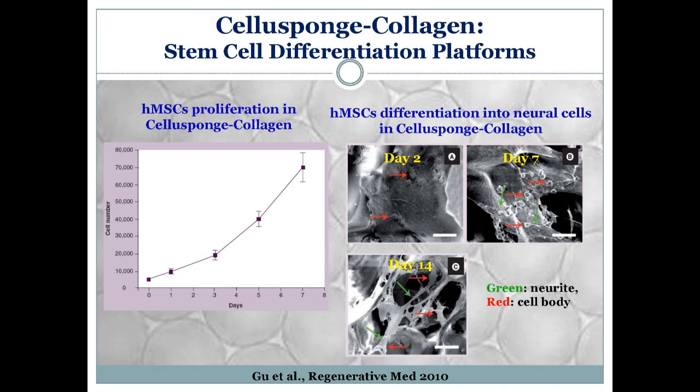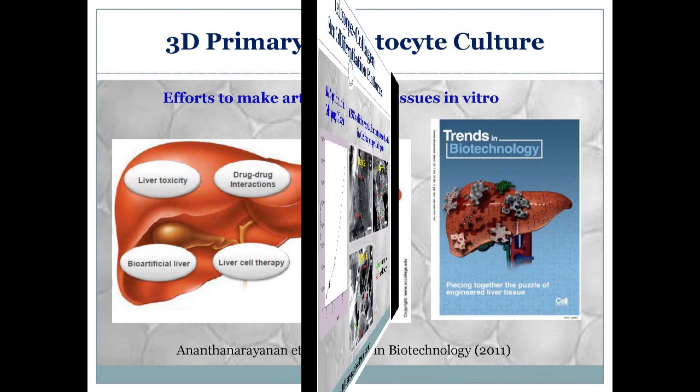Cells in 2D usually take a month to differentiate, but in Cellosponge collagen it only takes 2 weeks. It almost halved the time to differentiate. So we can see that cells in 3D, exposed to other cells and the environment, can differentiate a lot faster than those in 2D.